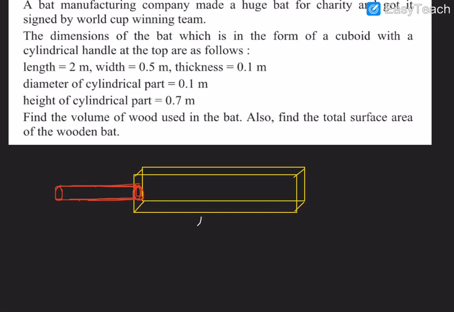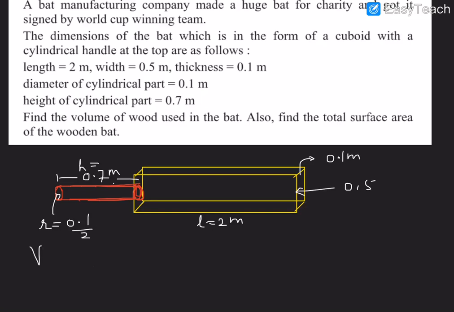The length is given 2 meter. So length is 2 meter. Width is given 0.5 meter. And the height, thickness, is given 0.1 meter. And the diameter of the cylindrical part is 0.1, that means r is 0.1 by 2, and the height is given 0.7 meters. You have to find the volume of the wood used.